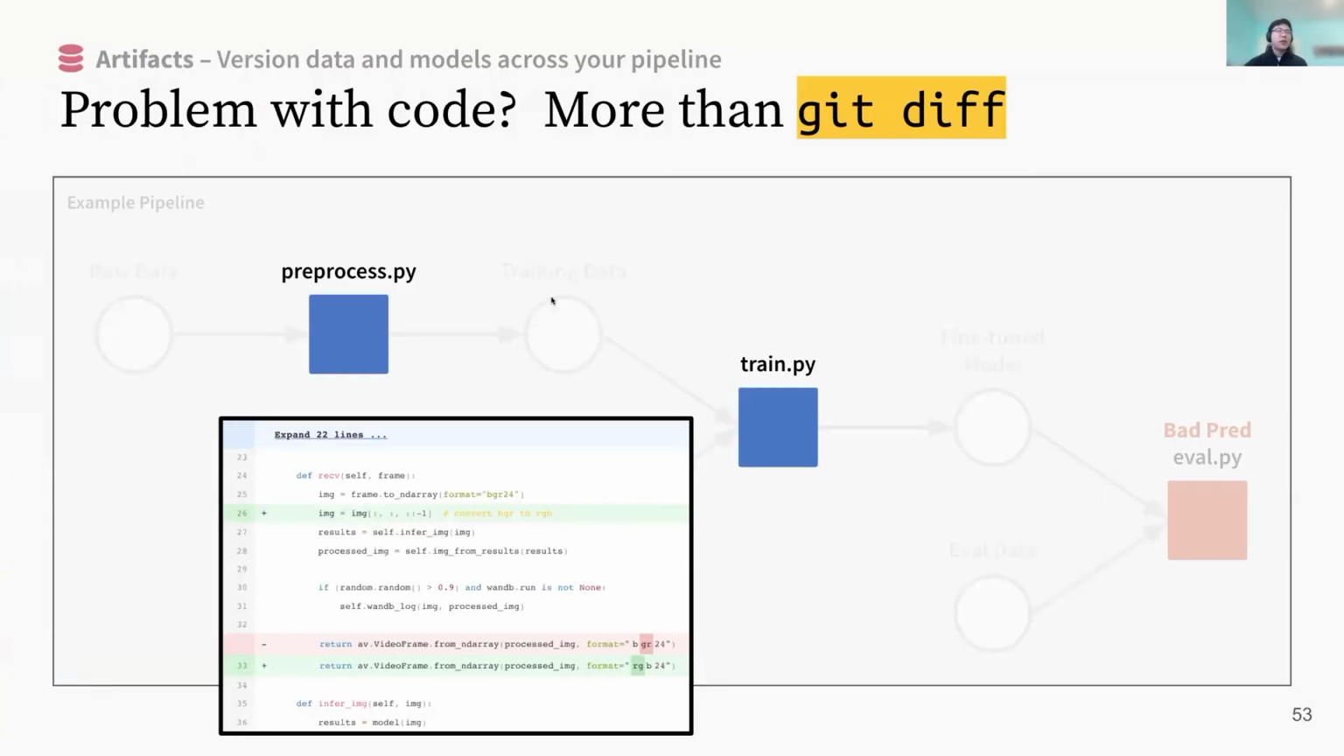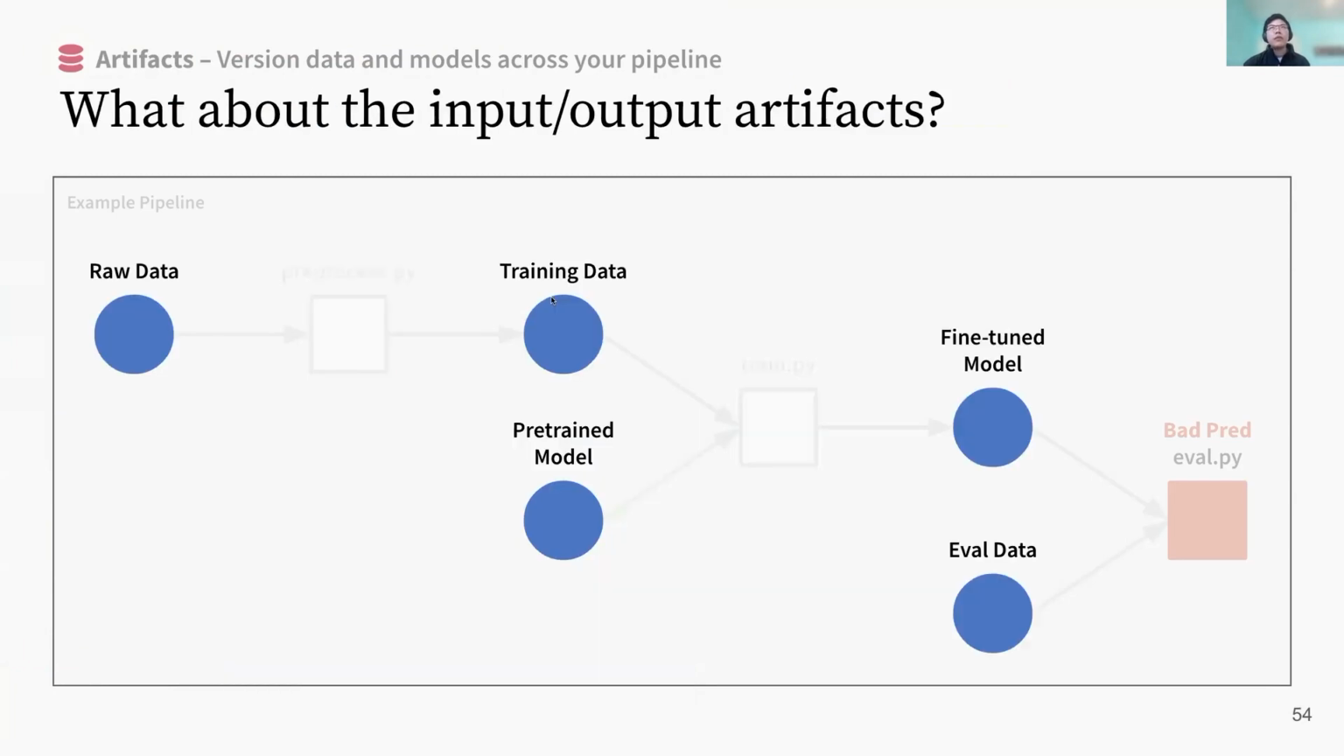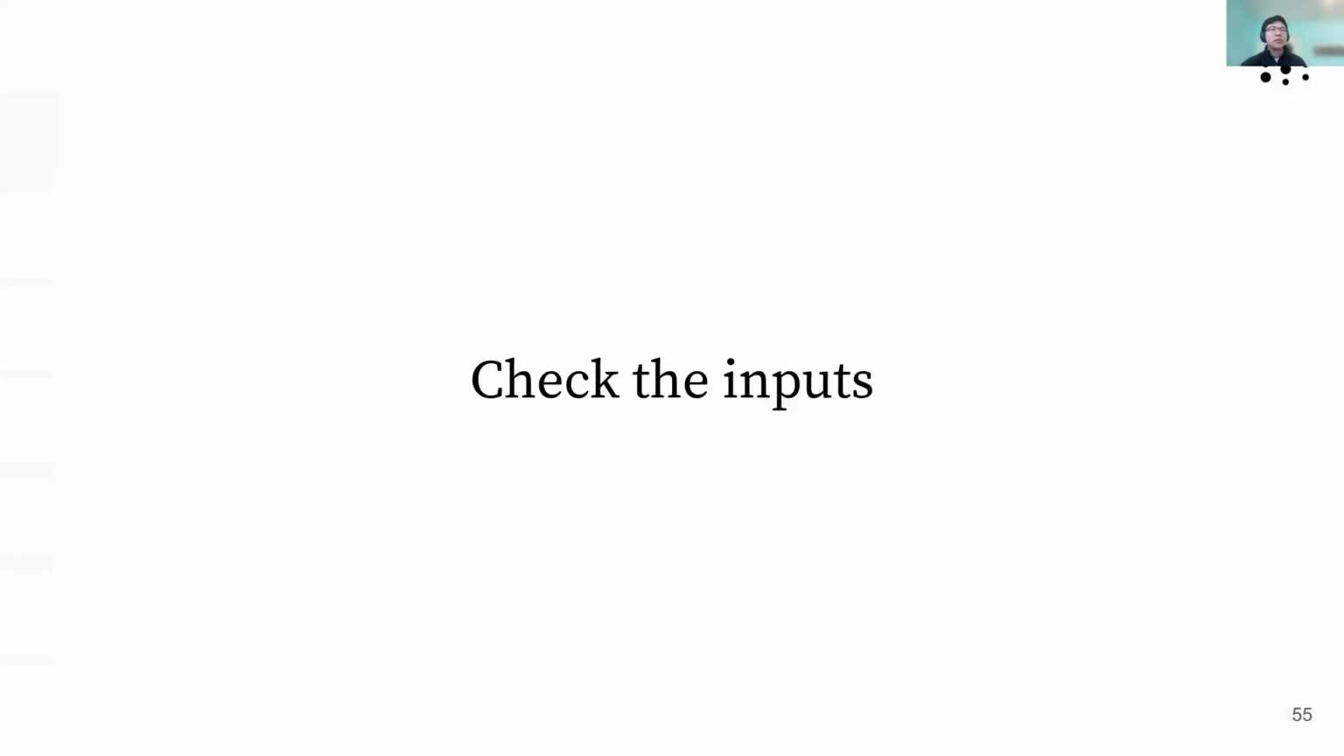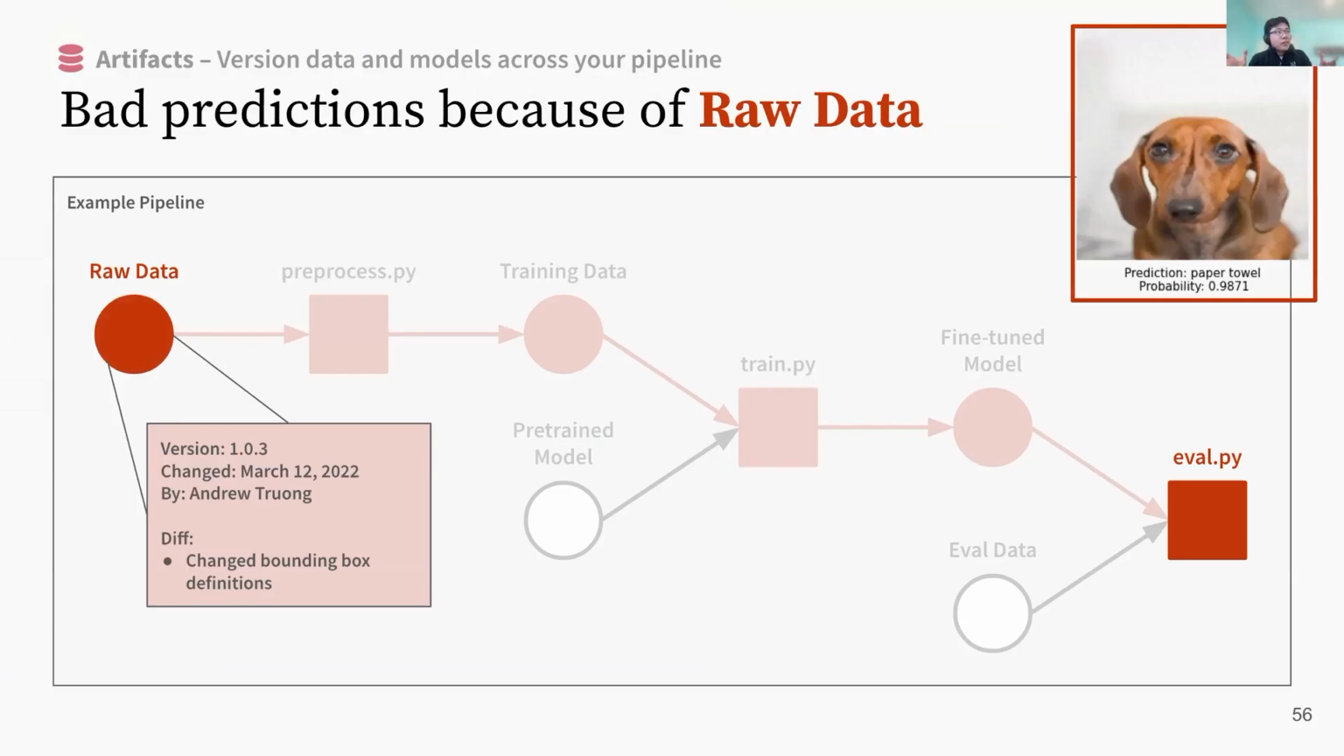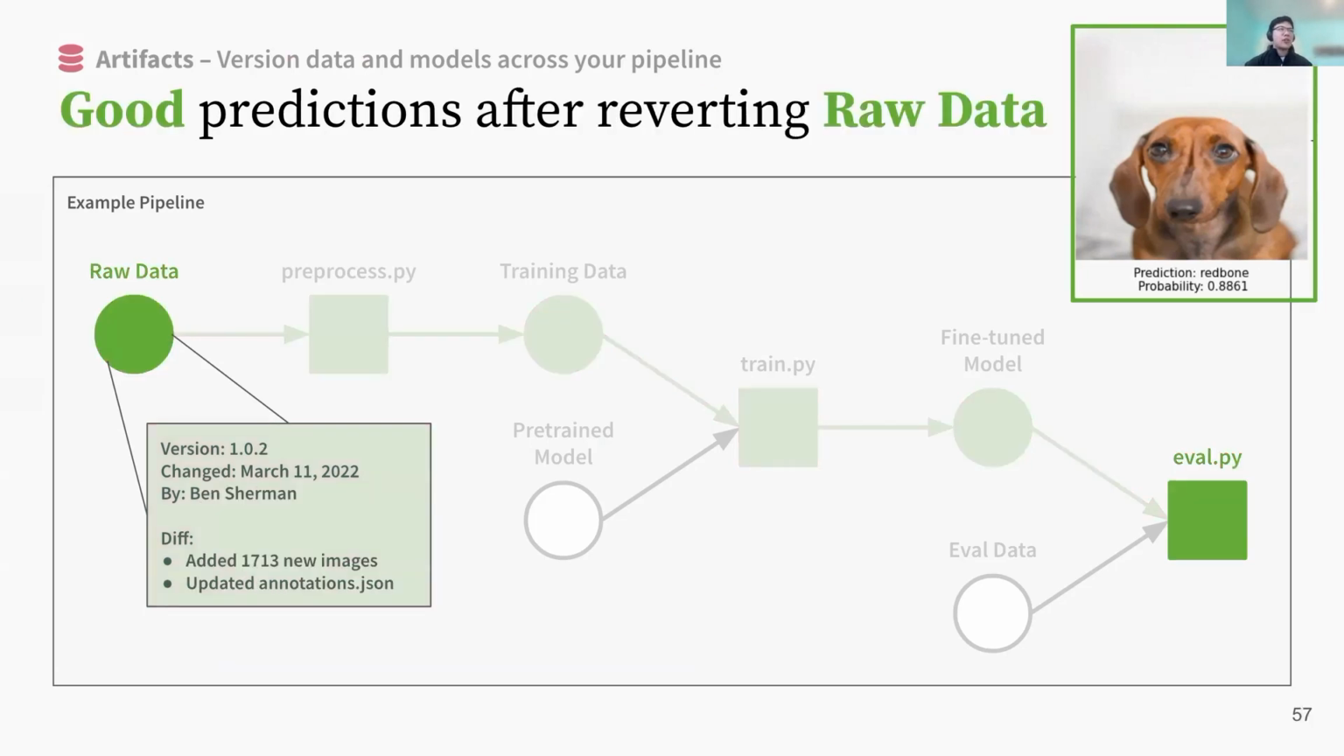So that's checking the code, right? But there's more elements to it. What about the input and output artifacts? So let's start with the inputs. One thing you can do is literally look at how the inputs changed. If it's raw data, we might have a folder of images. What changed about those images? What literal files got added or subtracted? And did the annotations.json change? Give us the change there. So we can see here that in version 1.0.3, I screwed up changing the bounding box definitions. If we roll back, it looks like Ben did a good job, and that was the last working version.